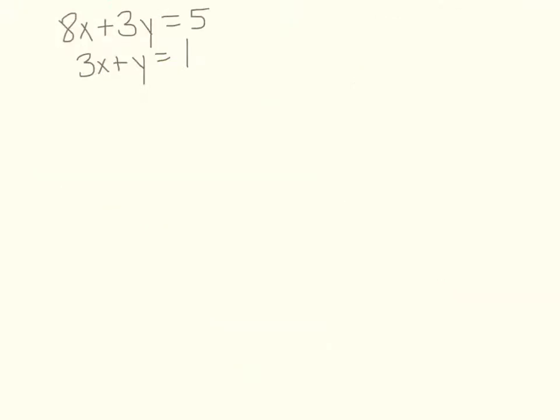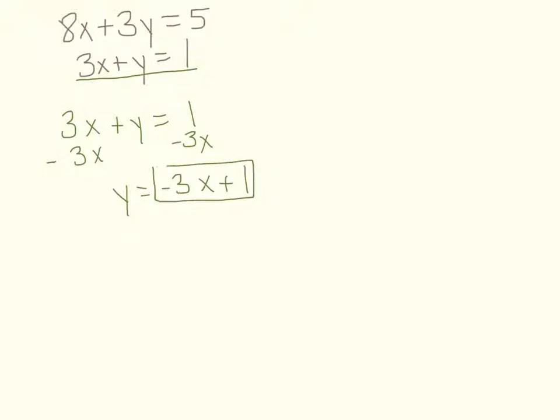Alright, with this next example, in order to do substitution, we don't have either one of these equal to x or y. However, we can easily move this one around so that it is a y equals. And then we'll subtract 3x from each side. So y equals negative 3x plus 1. Now we can take this and substitute it for y in that equation. So 8x plus 3 times negative 3x plus 1, again notice it needs to be in parentheses, equals 5.